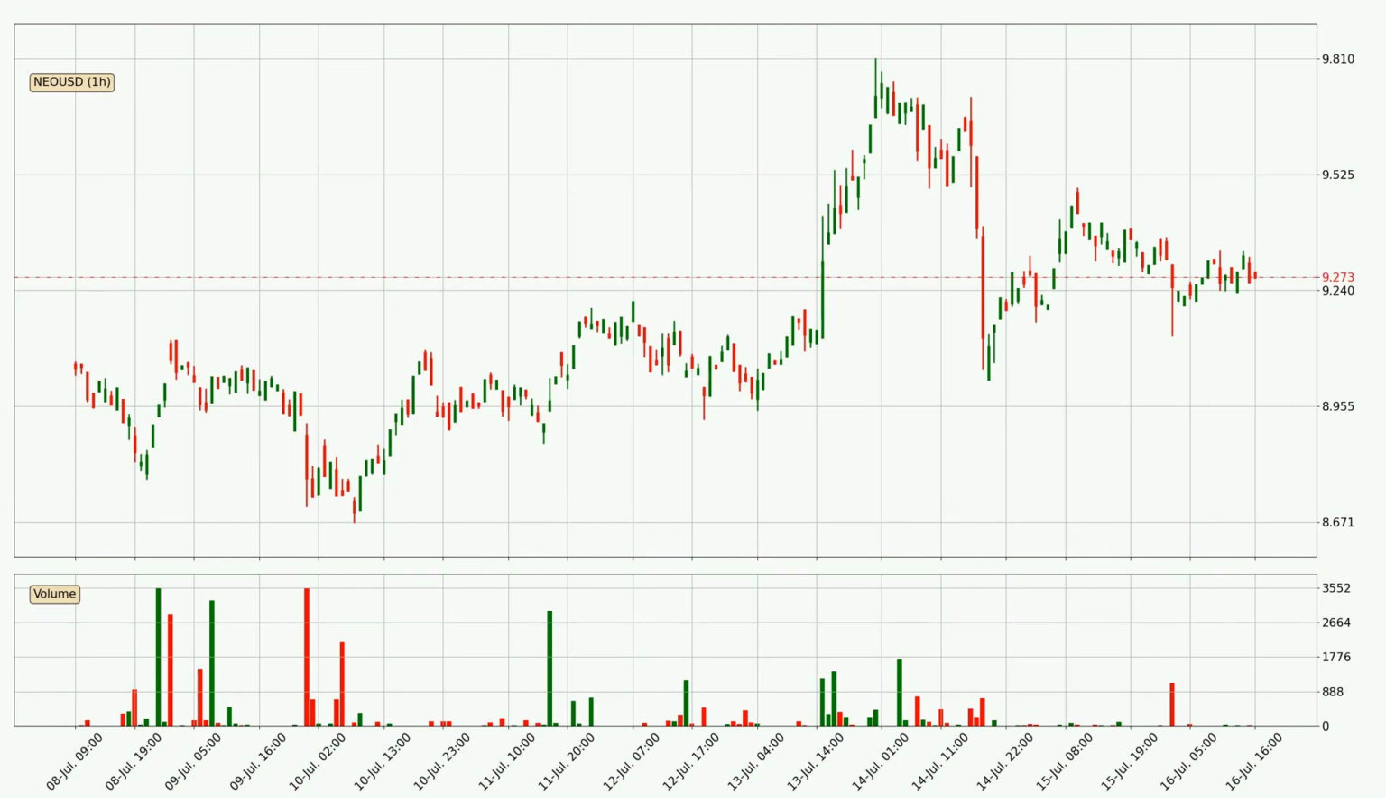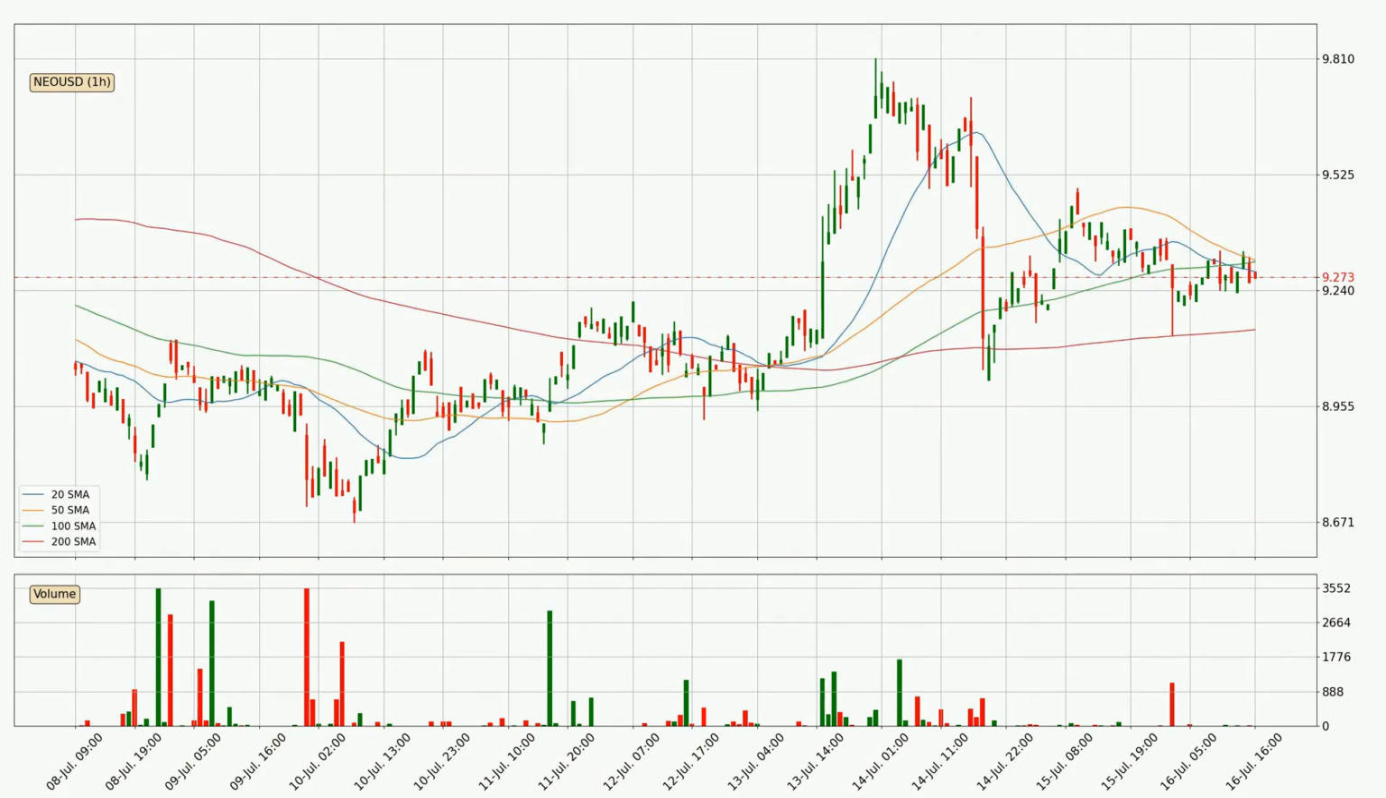Looking at the NEO hourly time frame, the price moved only slightly to the downside with around 0.8% in the last 24 hours, with a current price of 9.27. Moving to the hourly simple moving averages, the current price is between the 200 and the 20 SMA. If the price bounces off the 200 SMA, which is currently at 9.14, it could be seen as a support, and the 20 SMA that is at 9.29 could be seen as a resistance to the upside. Breaking either way signals a possible further move to the corresponding direction.